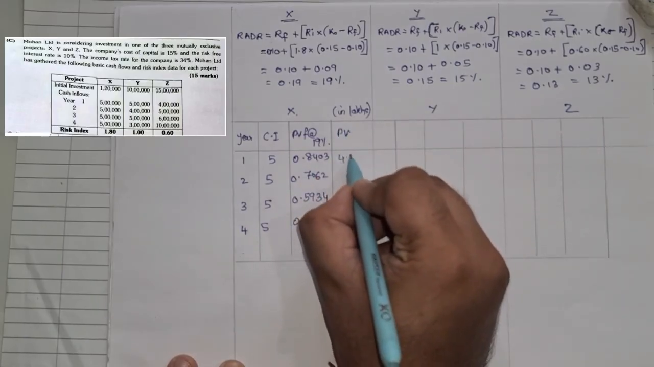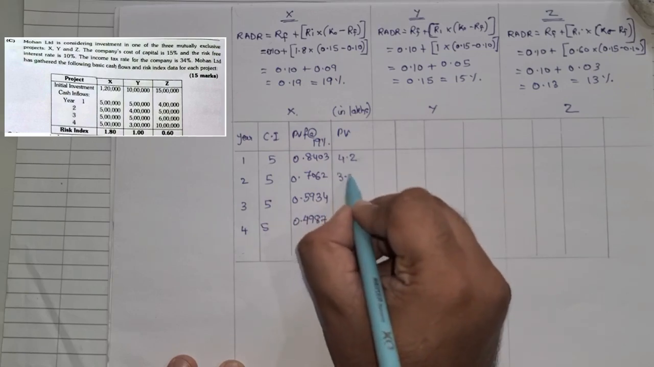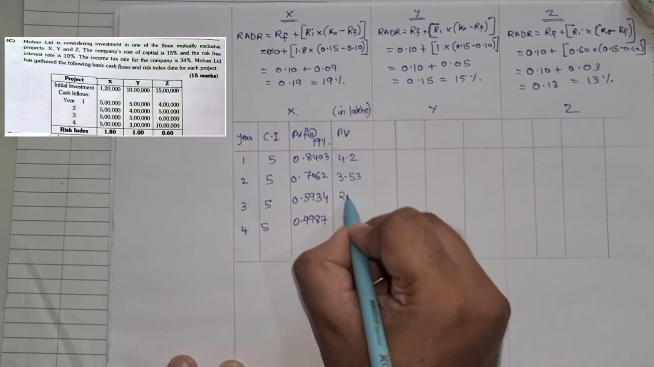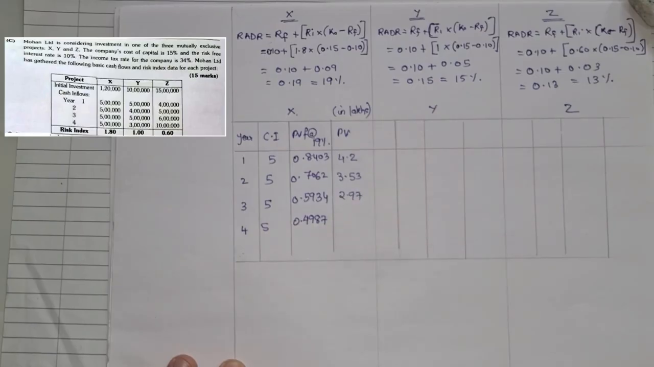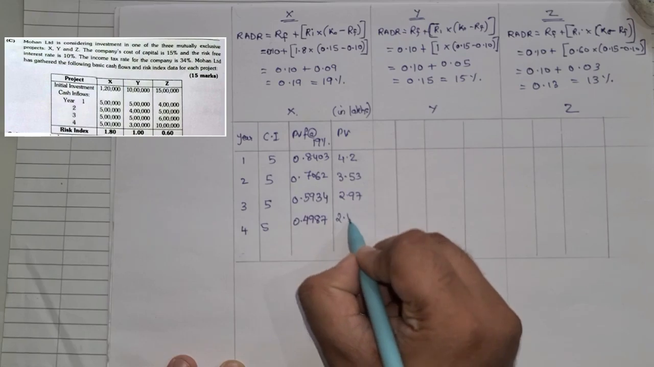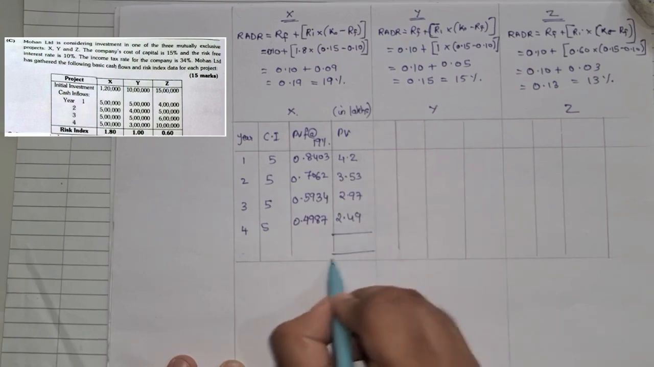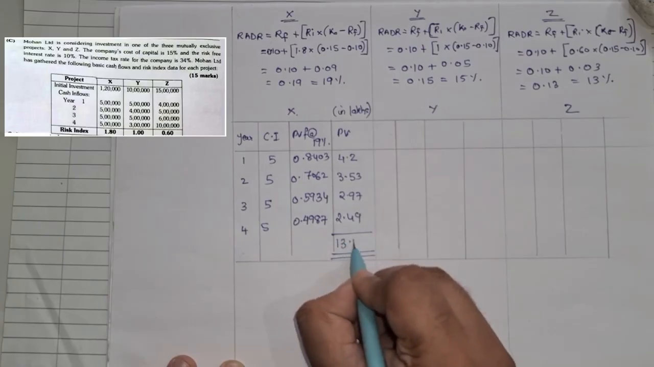So that comes to 4.2, 3.53, 2.97. I just multiply 5 into 0.8403, that is 4.2, 5 into 0.7062, 3.53, 5 into 0.5934 is 2.97, and 5 into 0.4987 comes to 2.49. When I add it up, I get the total value as 13.19.